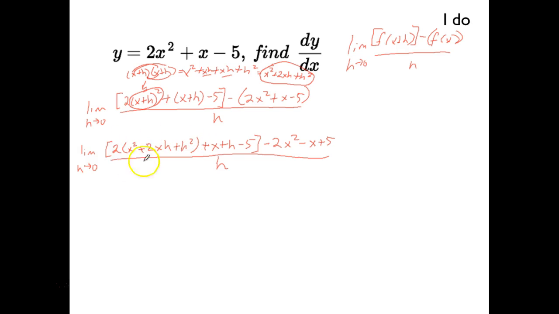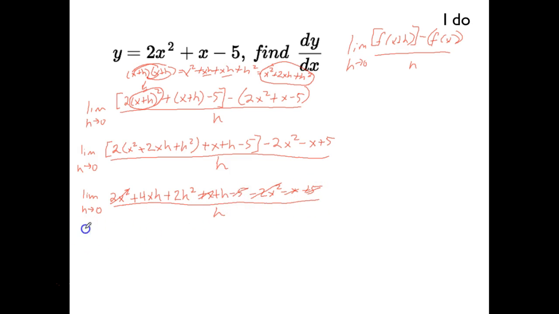So let me distribute this too. And after you do this, you should start seeing a lot of things canceling out. So we're going to have 2x squared plus 4xh plus 2h squared plus x plus h minus 5 minus 2x squared minus x plus 5. Notice I just got rid of the brackets because I had finished distributing everything in that first portion here. Okay, so here's where stuff should cancel out. 2x squared cancels out with a negative 2x squared. Plus x cancels out with a negative x. Negative 5 cancels out with that.